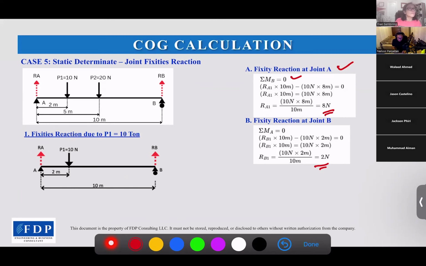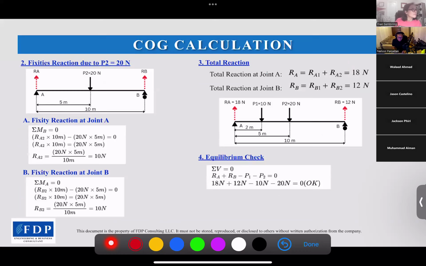After that, we continue with the case due to P2 equals 20 newtons. We find the joint reaction at A, same process as previously, so nothing new here. Joint reaction at A, use the total moment at B equals 0. Then we get RA2 equals 10 newtons, and then we find the reaction at B by using the total moment at A equals 0. Then we get RB2 equals 10 newtons.